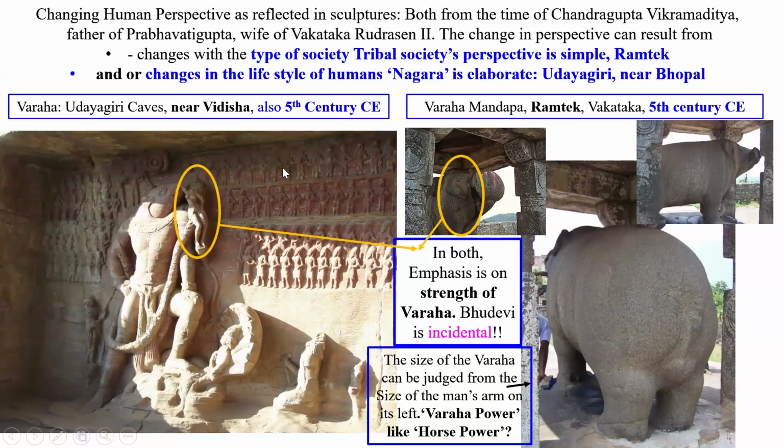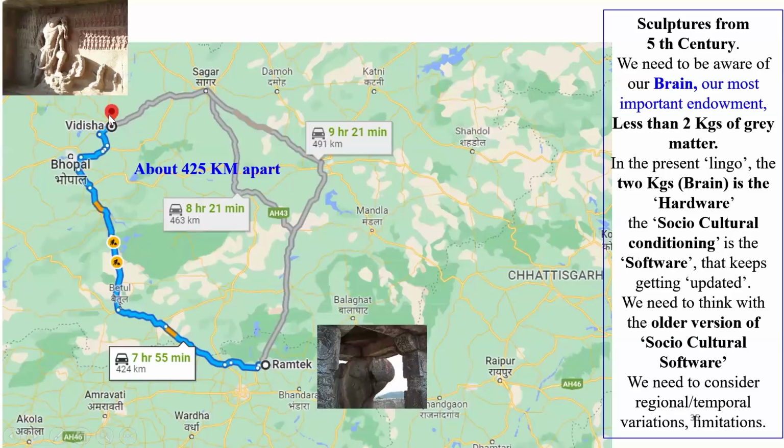This is Udayagiri, this is Ramtek. And this is the distance, of course. But what I want to convey is that in a way, our greatest endowment is our brain, which is less than 2 kilograms of gray matter. It varies, but less than 2 kilograms.